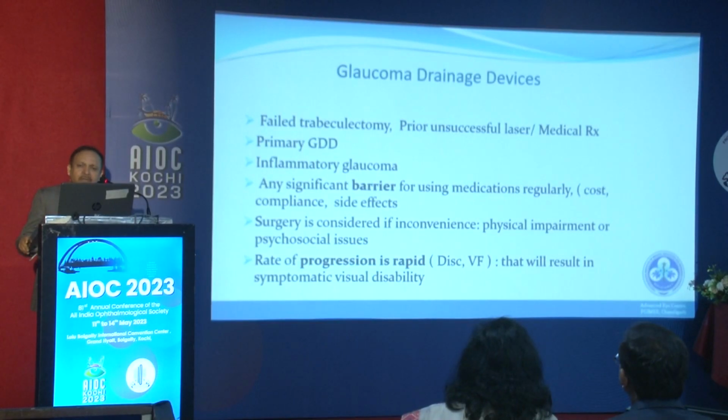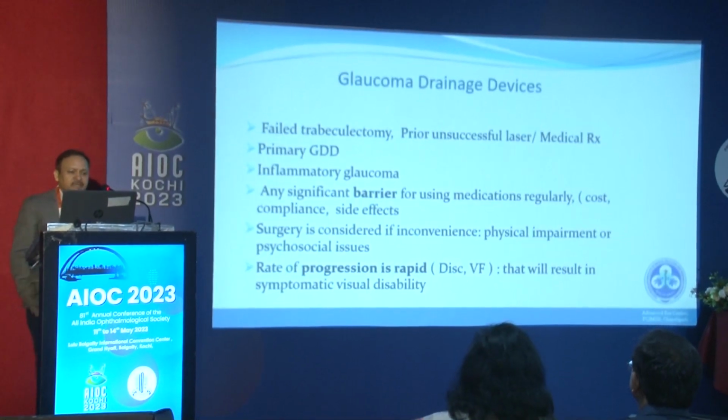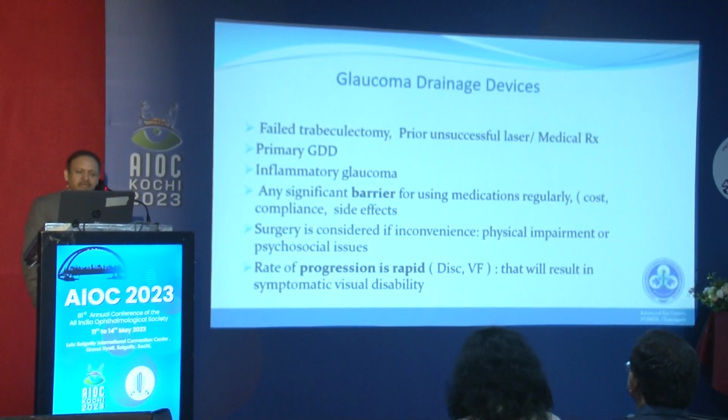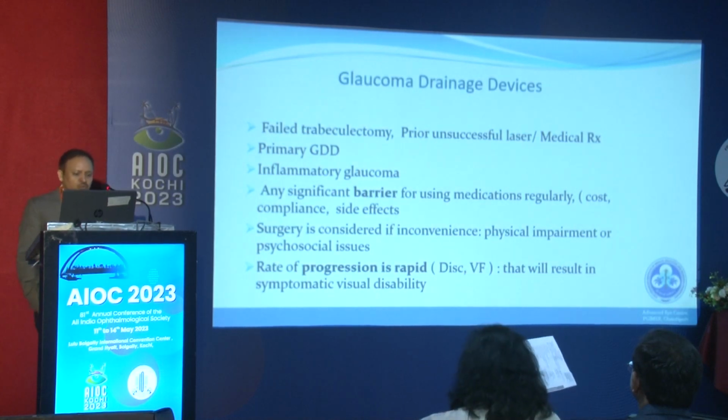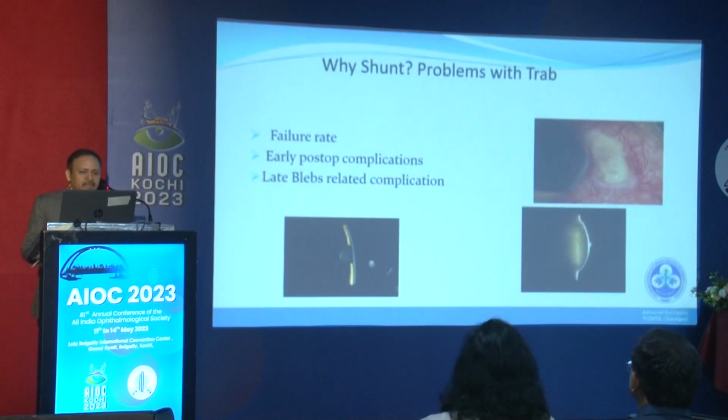Glaucoma drainage device indications are basically failed trabeculectomy, inflammatory glaucomas, or any significant barrier to the use of medications regularly, or if it is inconvenient to the patient due to physical impairment or psychosocial issues, or if there is rapid progression despite the best medical management.